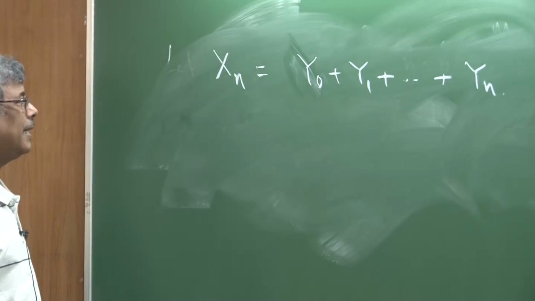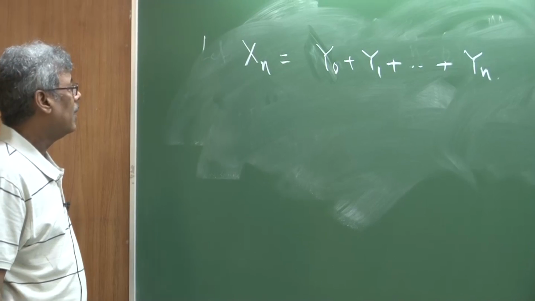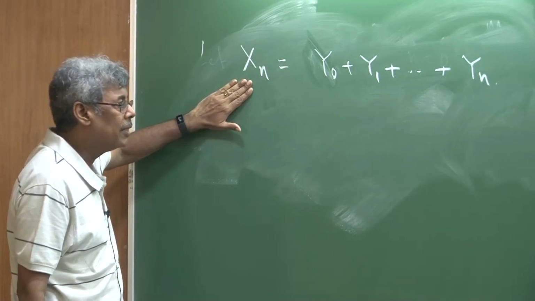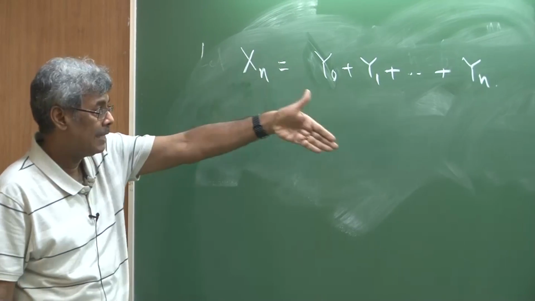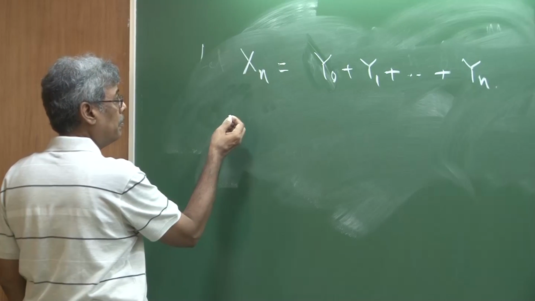Suppose I define it like this, Xn is equal to Y0 plus Y1 up to Yn. Then we have shown this one, that now I have to basically compute what is my transition probability matrix. So, let us try to compute that.